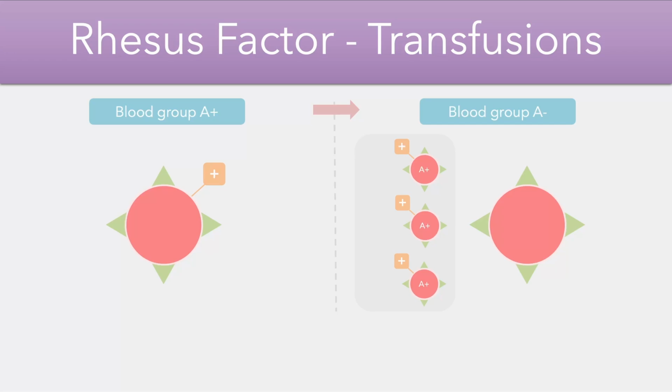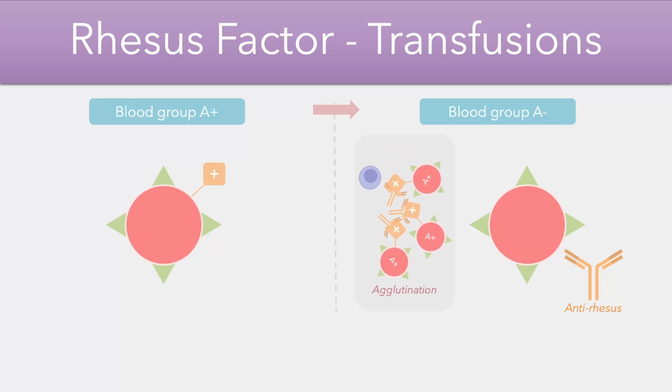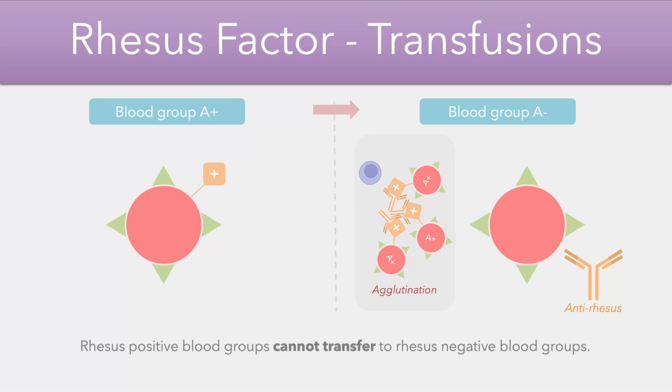Therefore, when the immune system turns up, it recognizes these antigens as foreign bodies, and therefore produces anti-Rhesus antibodies against these antigens. These antibodies bind to the Rhesus antigens and cause them to clump together in a process known as agglutination. We can therefore say that positive blood types cannot donate to negative blood types because of this agglutination reaction.